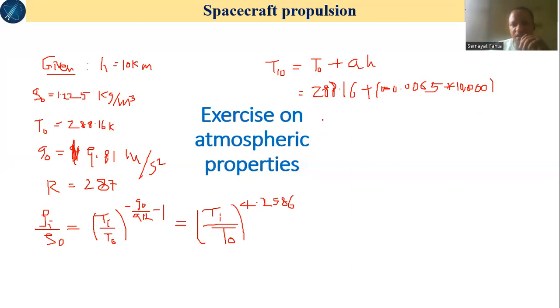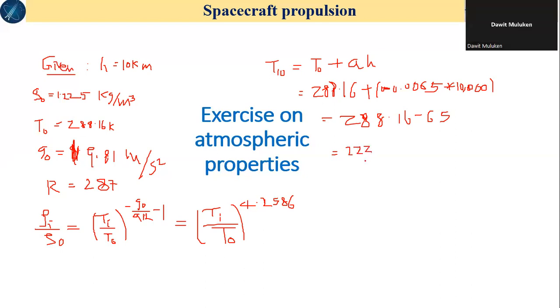So that from this we can get 288.16 minus 65, because there is a minus sign here. So then it gives you 223.16 Kelvin as the temperature. Okay, you use this temperature here.